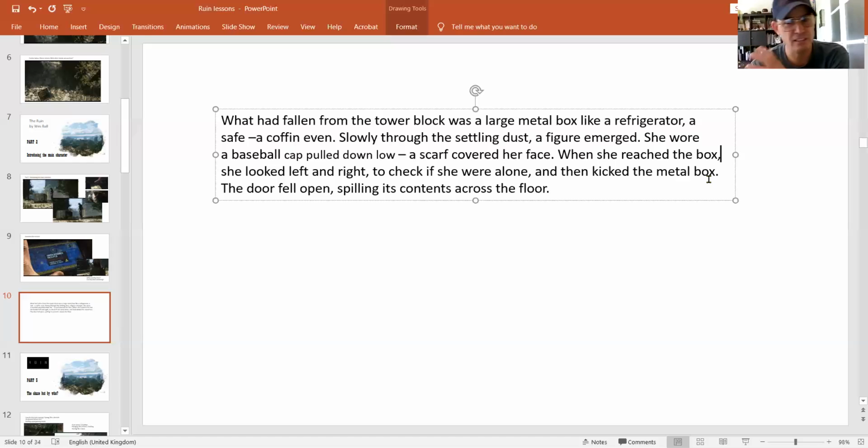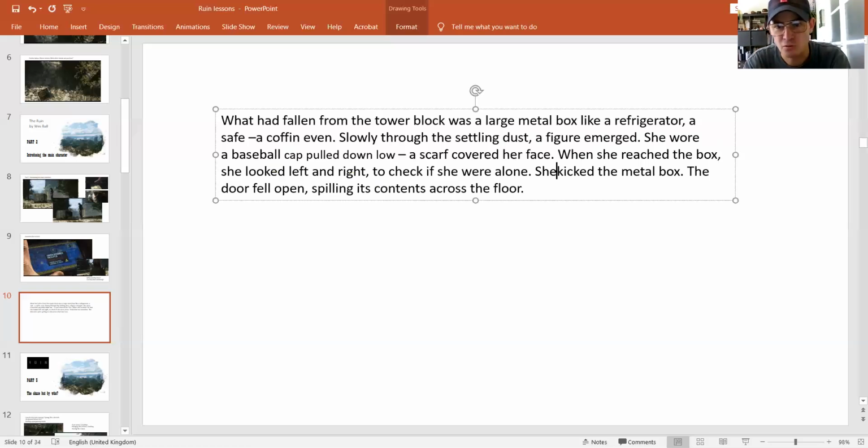Hang on a minute there. We've got really three verbs in one sentence here. That's probably a little bit too much, a bit too confusing. She reached, she looked, and she kicked. That's too much. I reckon we need to probably bash that down into two places. When she reached the box, she looked left and right to check if she were alone.